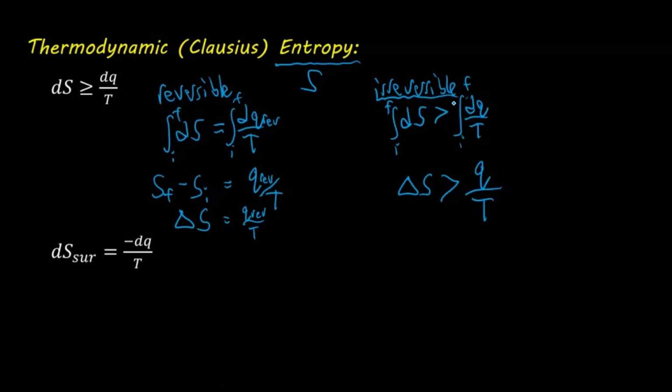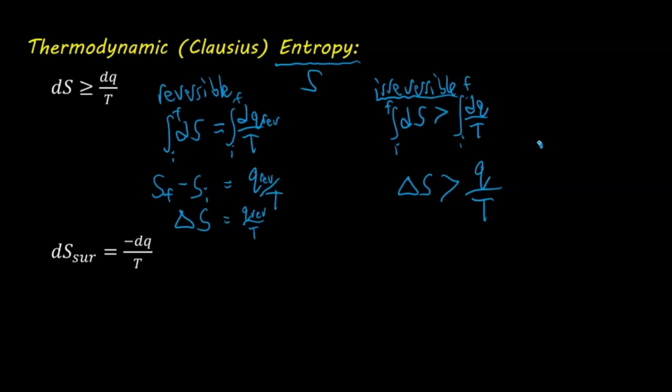If every process that occurs in reality is irreversible, why do we even care about the reversible process, about this equality sign here, if we want to model reality? Well, the reason is that because entropy S is a state function, we can calculate the change in entropy between an initial and final state regardless of how we got there. So if we look at an irreversible process from some initial to final state, that change of entropy is equal to the same as the change of entropy for some reversible path to get there.